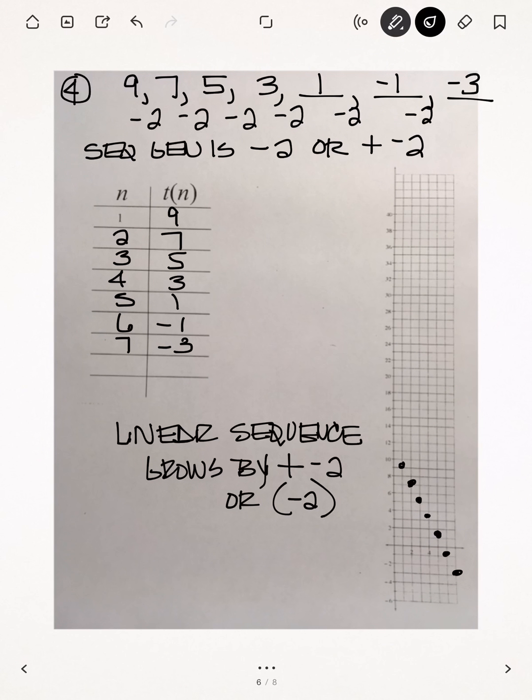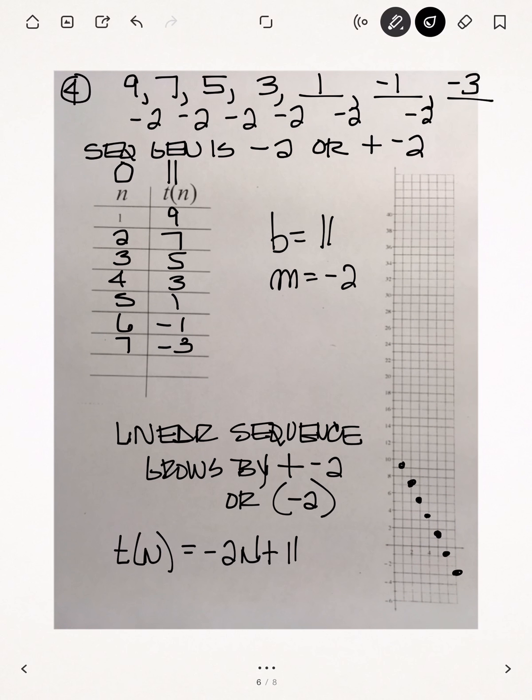All right, so we want to find our B and our M. Well, our M, we're subtracting 2 each time. And our B, our starting point, we would go up to 0. And since we're subtracting 2 going down, if we add 2 going backwards, we're going to get 11. So B equals 11. So my equation would be T of n is equal to -2n plus 11. There is the equation of this sequence.